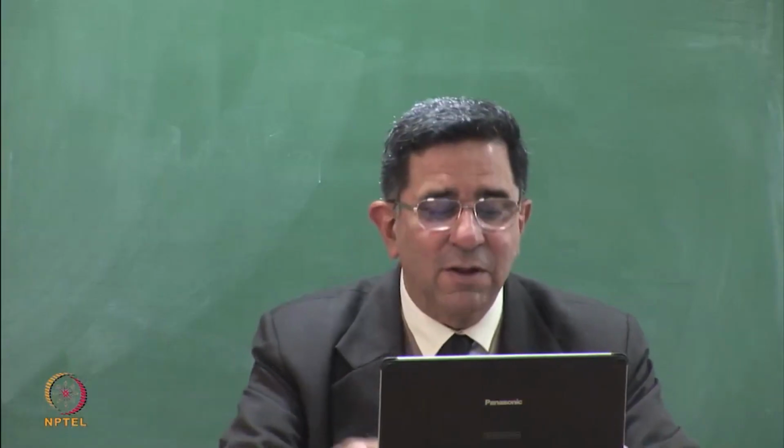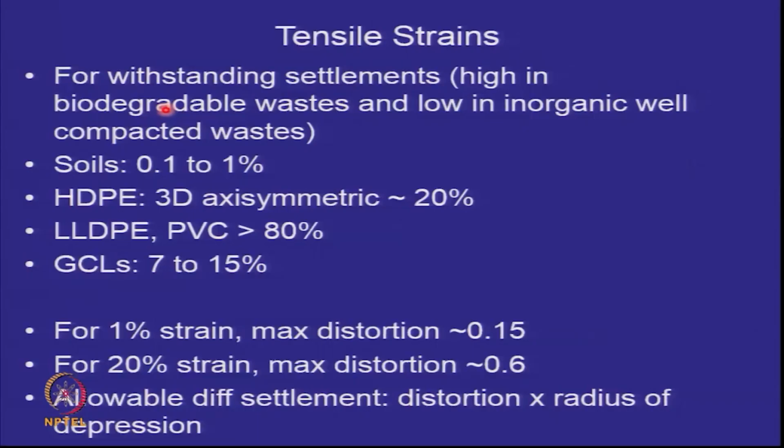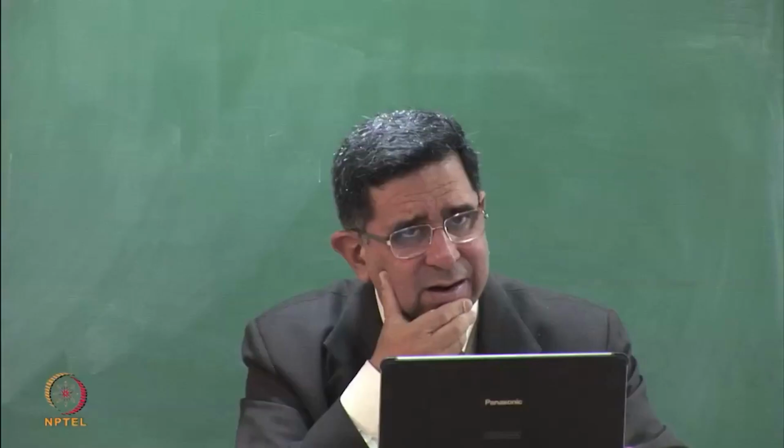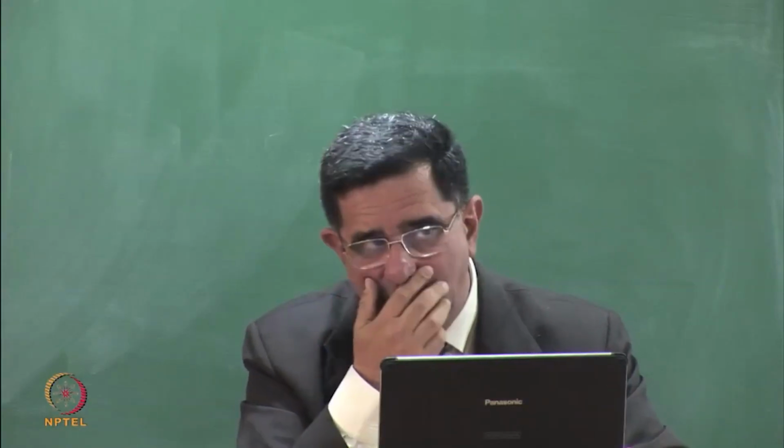So one of the indicators is, in highly biodegradable wastes, how much tensile strain can we talk of. We said soil is flexible. It can take tensile strain of about 1%. HDPE, I told you last time, elongation at break was how much, or elongation at yield? Did I give you some values in the liner system? Yes, I did. 50% to 100% is what we were talking about.